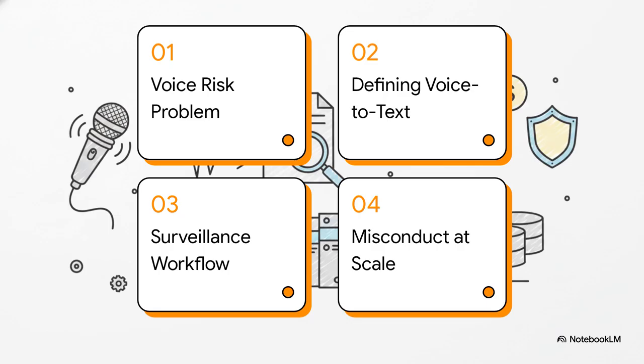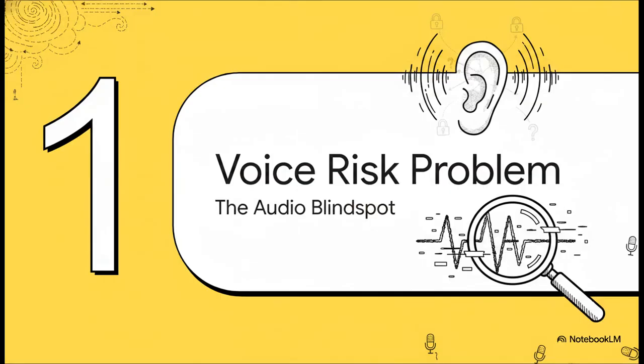Okay, let's dive into this. We're going on a quick, structured journey through four main areas. First, the voice risk problem. Second, defining voice to text. Third, the surveillance workflow. And finally, catching misconduct at scale. Starting right off with Section 1, the voice risk problem, and how we're finally uncovering that massive audio blind spot.